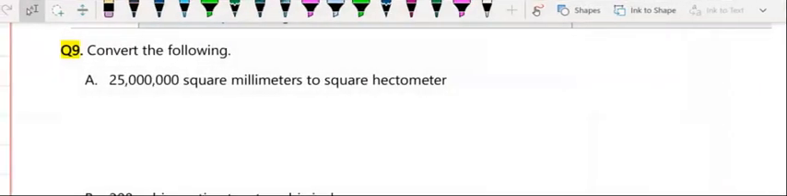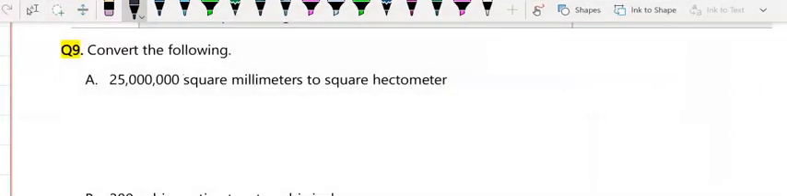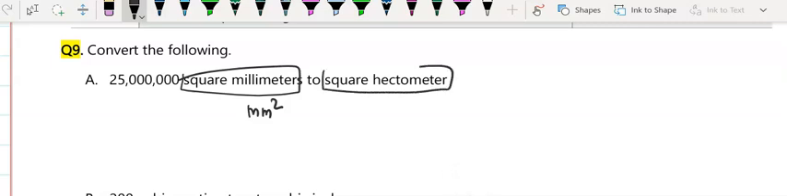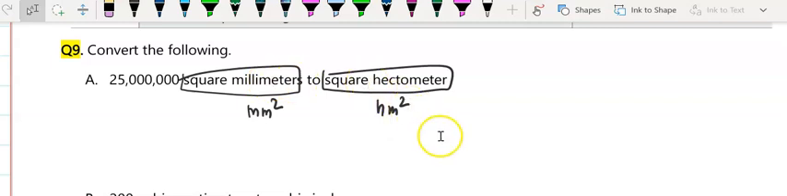Okay, so square millimeter is mm square, because millimeter is mm. Square hectometer is hm square. This is the unit for area, square millimeter, square hectometer. But first we need to know the unit for length.